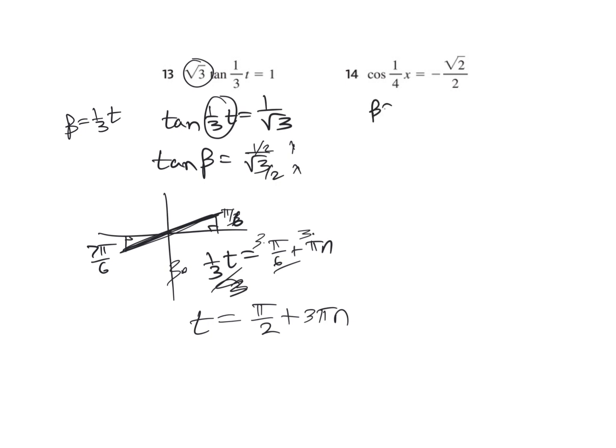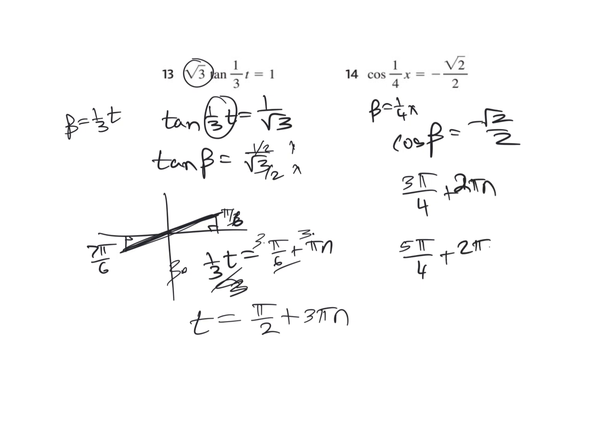So let's let beta equal 1/4 x. All right. So the cosine of beta is equal to negative square root 2 over 2, which is a pi over 4 function. It's negative. So where's x negative? That's going to be in the second and third quadrants. So you have 3 pi over 4, and you have 5 pi over 4. Again, plus 2 pi n. But that's what x equals.